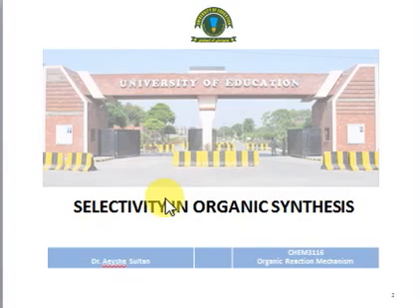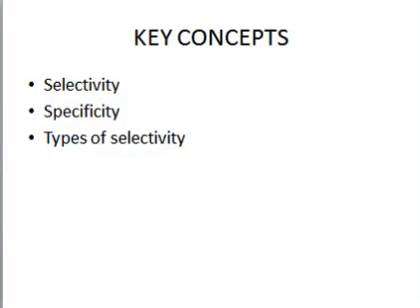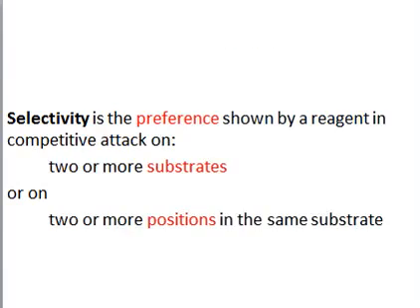So for the course of organic reaction mechanism, today we shall discuss selectivity in organic synthesis. The key concepts of this lecture will include selectivity, then we shall see about specificity, and then we will see the types of selectivity. Right, so firstly, selectivity.